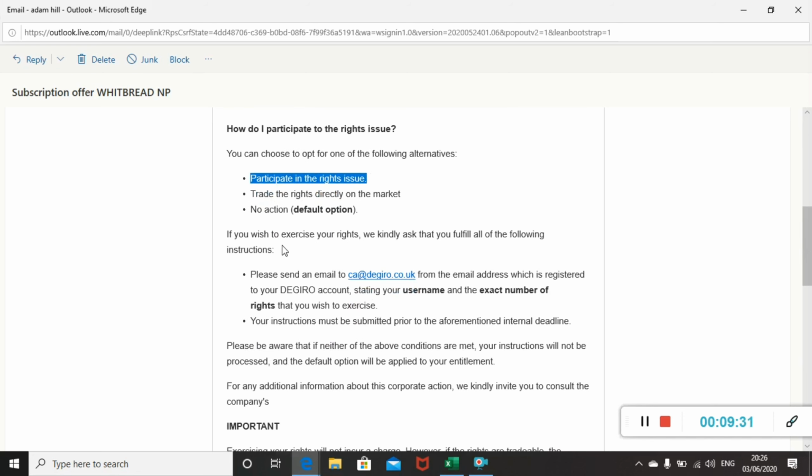To do that, you can see below, if you wish to exercise your rights, we ask you to fill out the following instructions: send an email with your username and the exact number of rights that you want to exercise. So the process is different to the normal process. You also need to make sure you have the funds cleared in your account, ready for them to deduct.